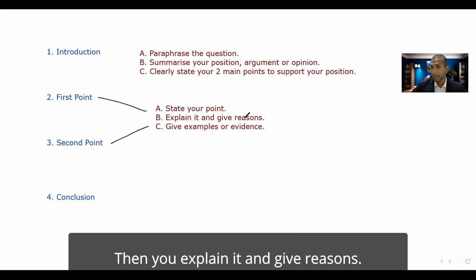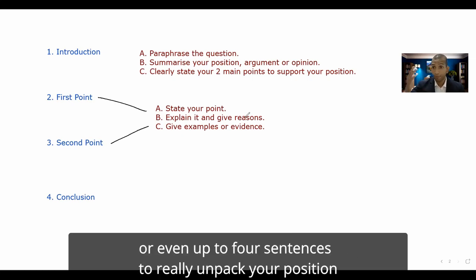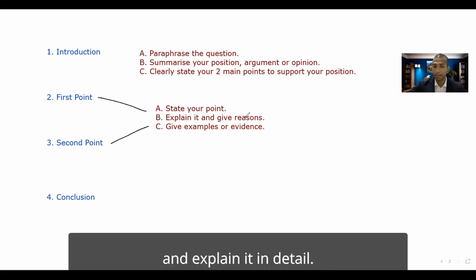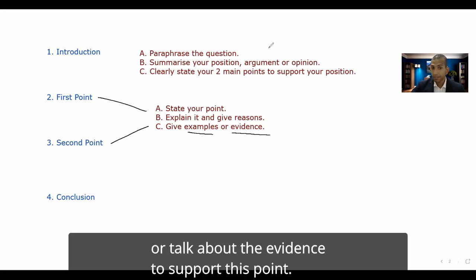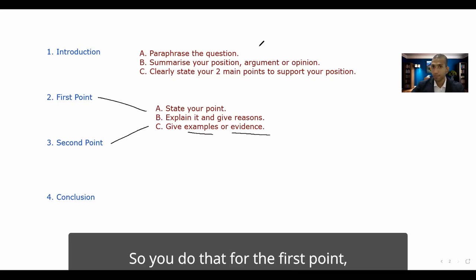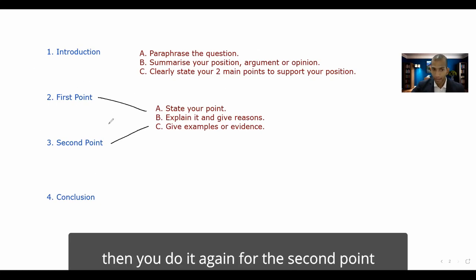Then you explain it and give reasons. Here you can use about 2, 3, or even up to 4 sentences to really unpack your position and explain it in detail. And then after you've explained it, you're going to give examples or talk about the evidence to support this point. So you do that for the first point, then you do it again for the second point, and then we get to our conclusion.